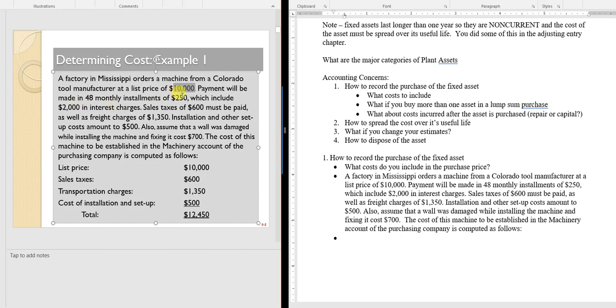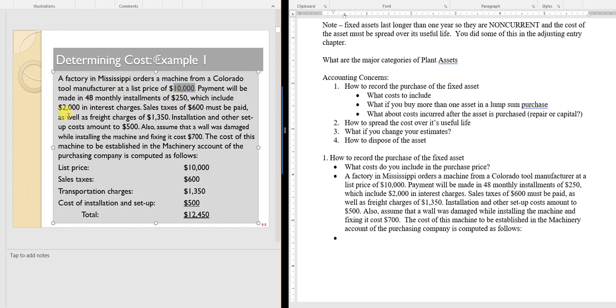Payment will be made in 48 monthly installments of $250, which include $2,000 of interest charges. So all 48 monthly payments would include $2,000 of interest charges. If I add this, I will be double counting, because 250 times 48 should be $12,000, since I'm paying for the machine of $10,000 plus $2,000 in interest. So adding this will be double counting. I've already counted the cost of the machine.